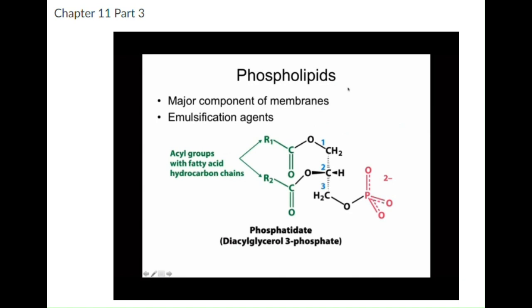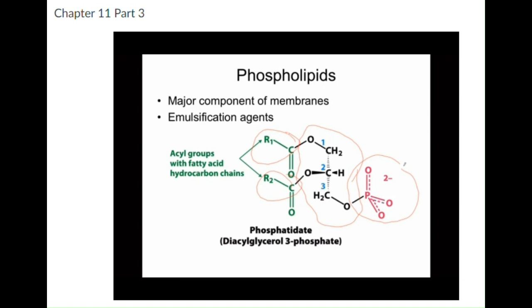So phospholipids are a component of membranes. They're also used in our food as emulsification agents. What we see in a phospholipid is we still have a molecule of glycerol right here, and we attach 2 fatty acids to that, and then the third site is taken up by a molecule of phosphoric acid. It's basically a phosphate, and that's why we call this a phospholipid.